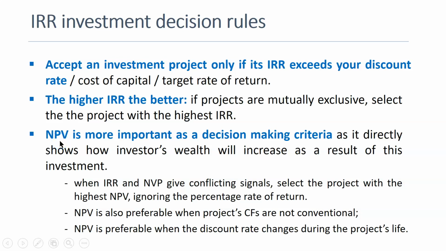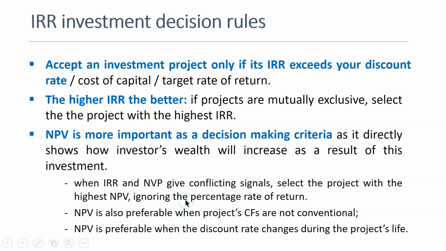If you happen to be in a situation when internal rate of return is higher for project 1, but net present value is high in project 2, you should go for project 2, because net present value is more important as a decision-making criteria, because it explicitly shows how an investor's wealth will increase as a result of this particular project, of this particular investment. In other words, when internal rate of return and net present value give conflicting signals, you need to select the project with the highest net present value, ignoring the percentage rate of return.